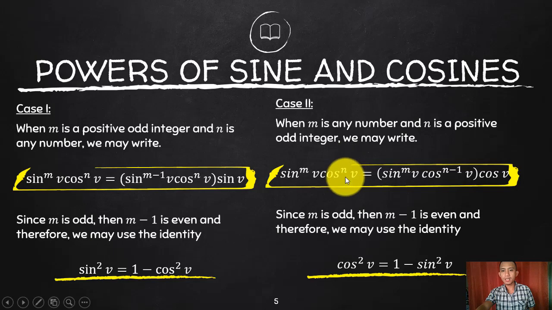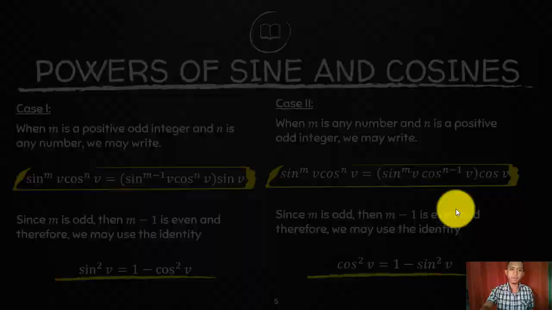Since that is the cosine, I will bring outside one of the cosine. Then if I subtract 1 from that positive odd n, it will become even. So it is also transformable using this identity, which is the same as this. We just interchange your sine and cosine. If I make use of this identity, then everything inside will become sine, and this sine has a perfect derivative of cosine, so we will just be making use of power rule. So let's have an example for case 1 and case 2.